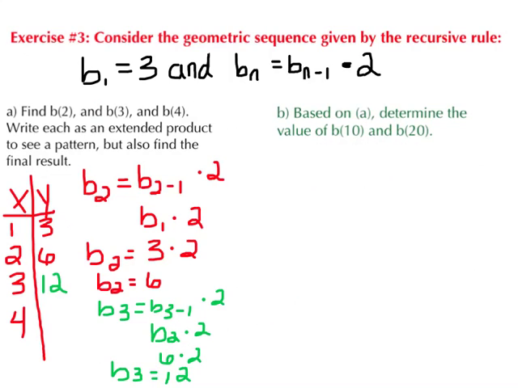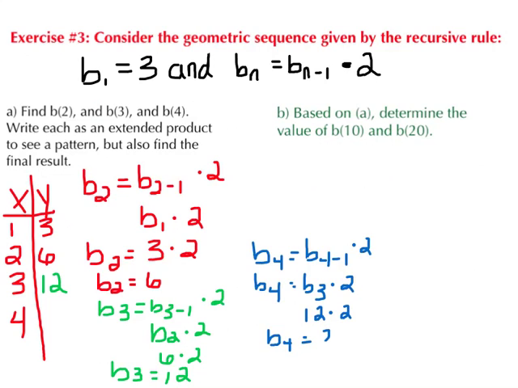Okay, welcome back. I would like you to find b sub 4 and watch what we're going to do here. b sub 4 equals, and check your work because you should have it done already, 4 minus 1 times 2. b sub 4 equals b sub 3 times 2. b sub 3 really is 12 times 2. So b sub 4 equals 24.